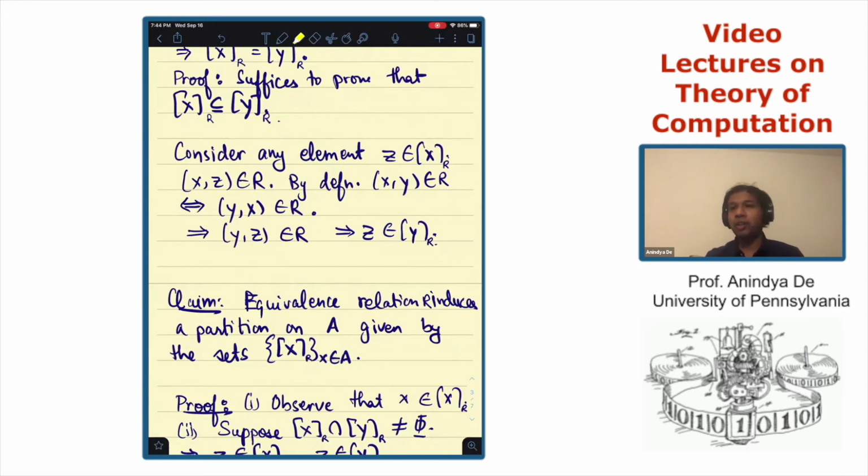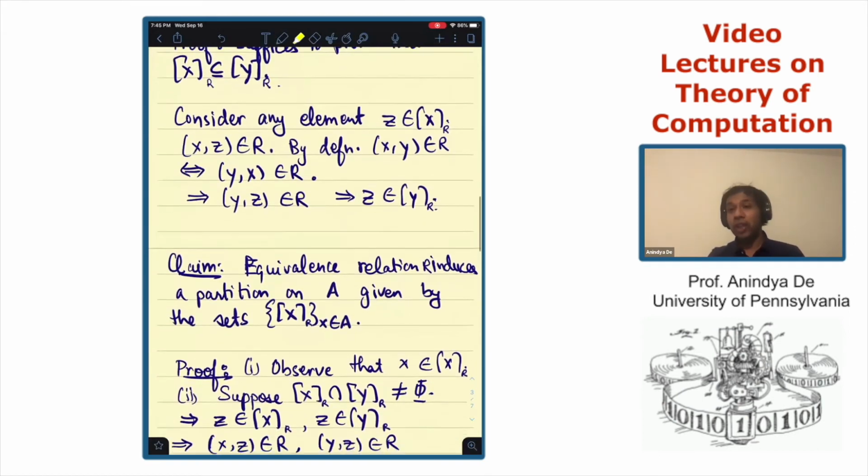So let's verify that this is true. To verify that some collection of sets is a partition, what do we need to verify? The first thing we need to verify is that every element belongs to at least one set. Well, that is easy to verify because the element X always belongs to the equivalence class of X. So if you consider the collection of sets given by the equivalence class of X as X ranges over A, it certainly covers every element.